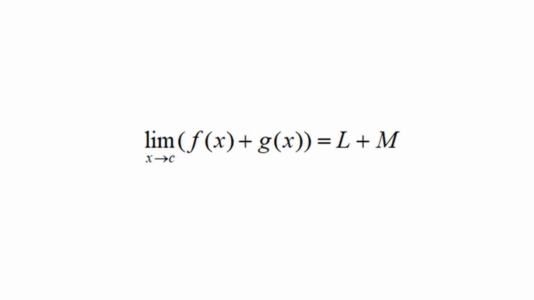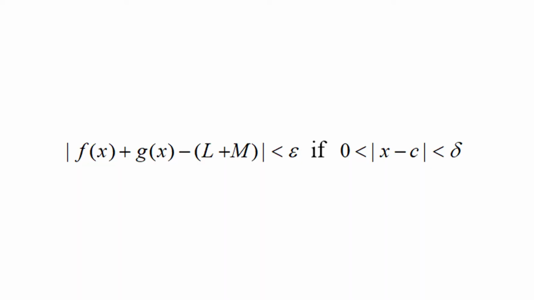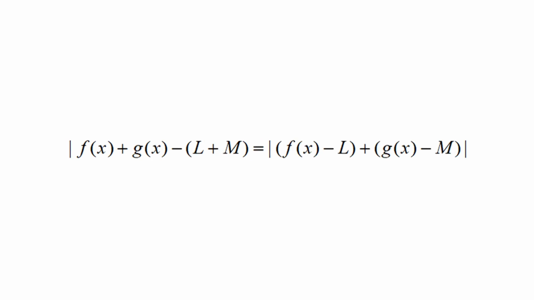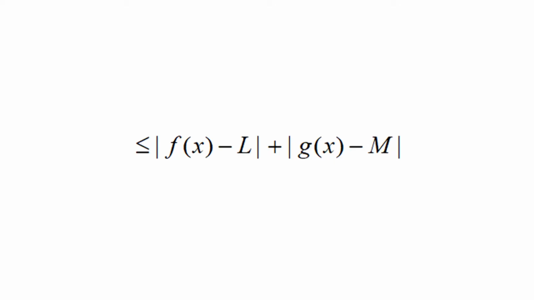Let epsilon greater than 0 be given. We want to find a positive number delta such that for all x, |f(x) + g(x) − (L + M)| < epsilon if 0 < |x − c| < delta. Now, |f(x) + g(x) − (L + M)| equals |(f(x) − L) + (g(x) − M)|. By regrouping the terms, this is less than or equal to |f(x) − L| + |g(x) − M|.